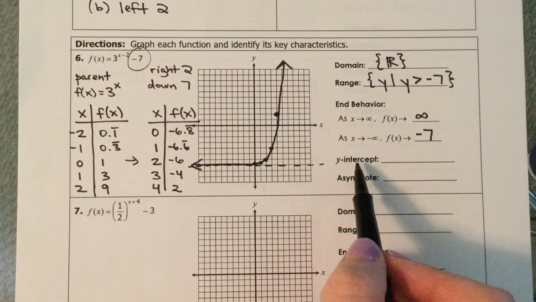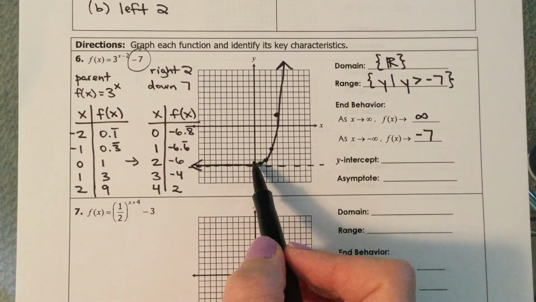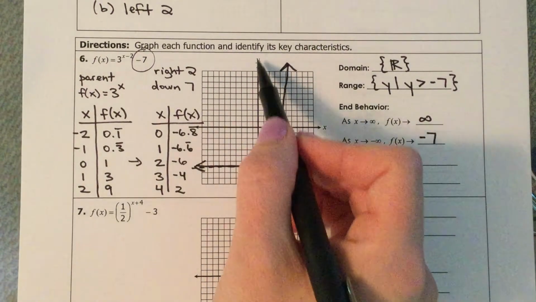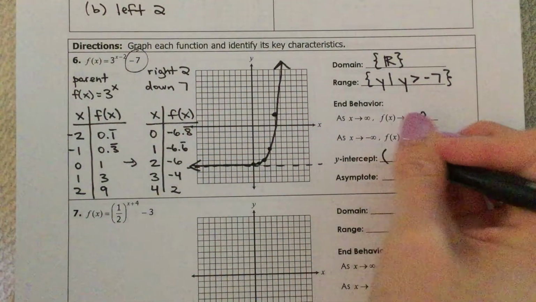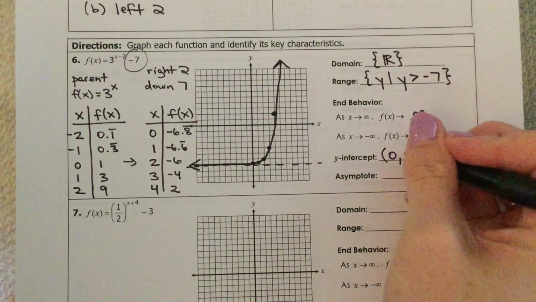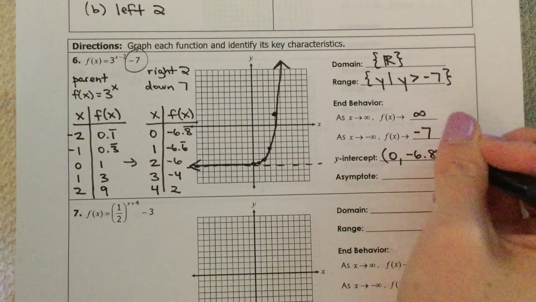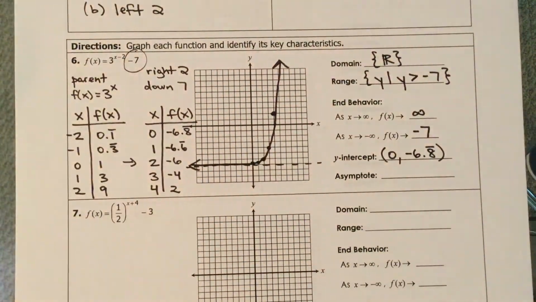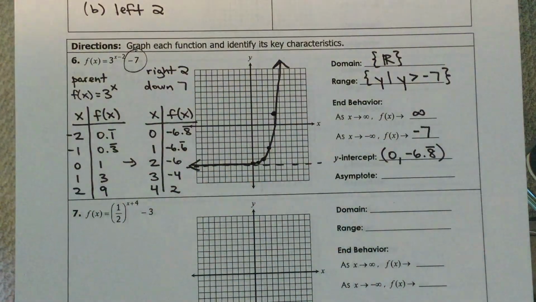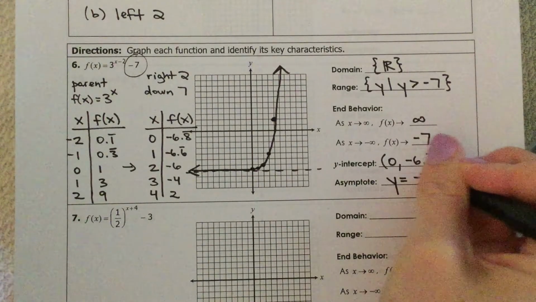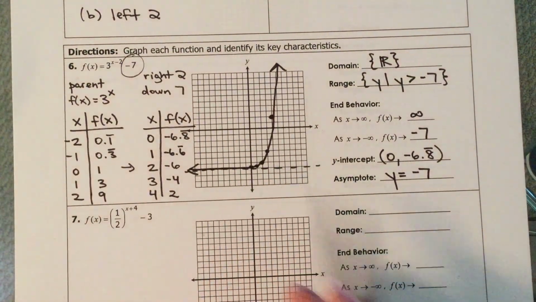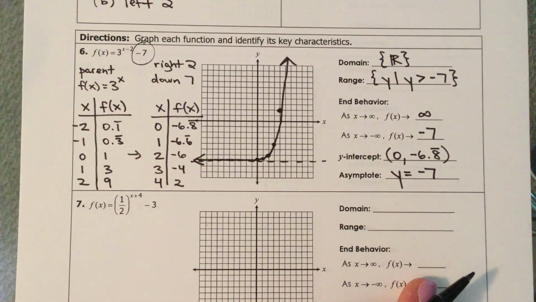All right, so my y-intercept, that is where I cross the y-axis, and I cross the y-axis when my x-coordinate is 0, so you can just pull that off the table. When my x-coordinate is 0, my y-coordinate is negative 6.8 repeating. And the asymptote I just talked about, that's that dotted line, and that has a value of negative 7. That's the line that we'll use to guide our graph, but it won't ever actually cross through it.